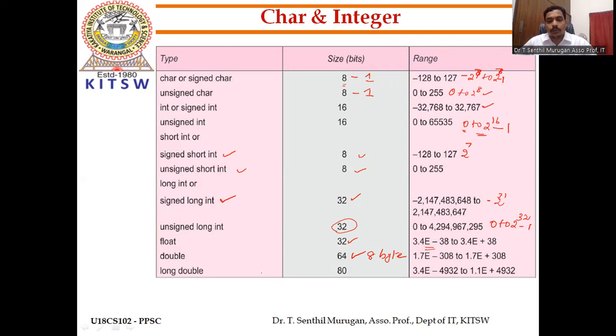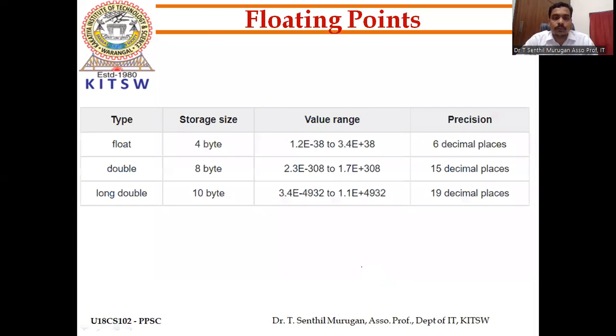If in case we want to use more numbers, we will go for long double. Long double will take 80 bits, that is 10 bytes. So 2 bytes more compared with double values. These are the sizes and ranges of integer and float values.